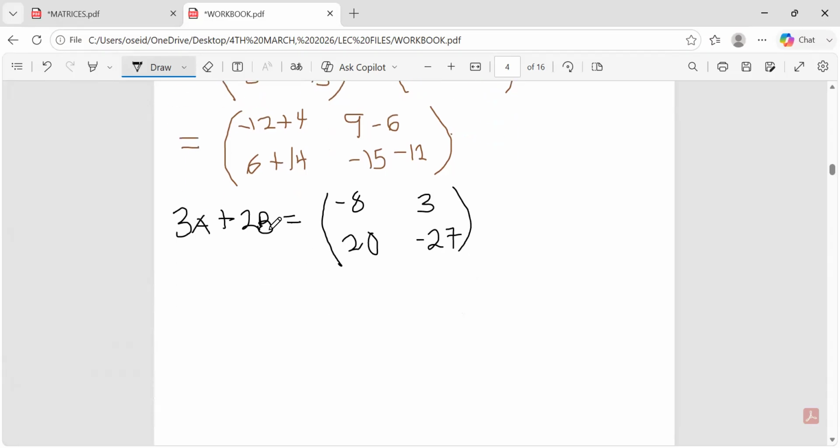So our final answer for 3a plus 2b will be equal to -83, 20, -27.